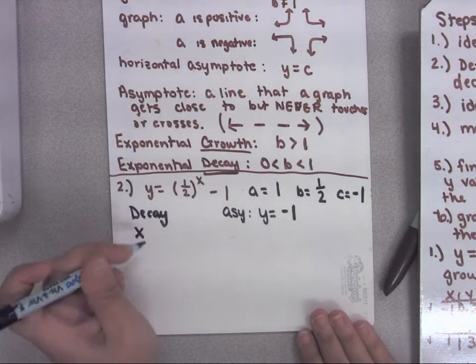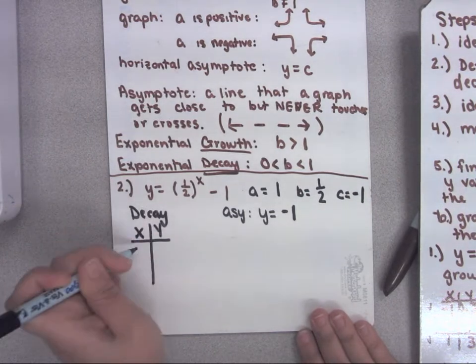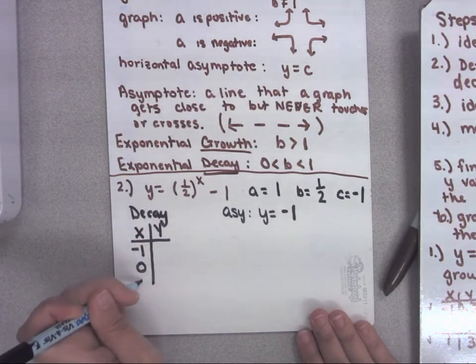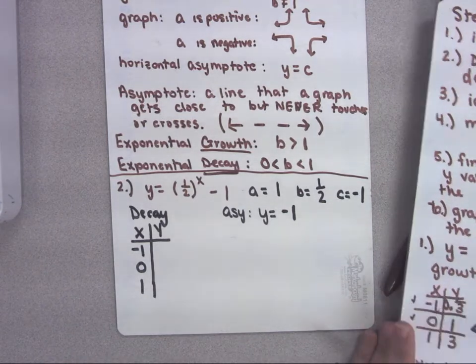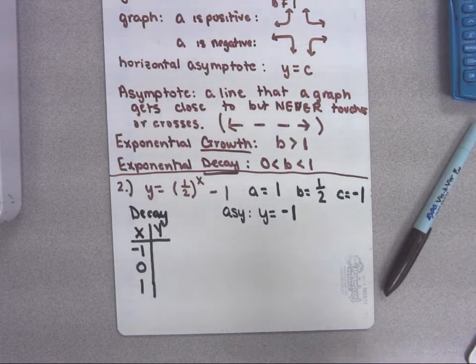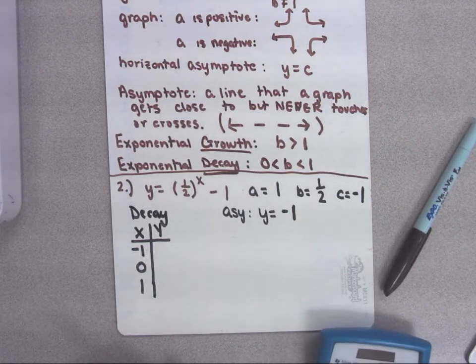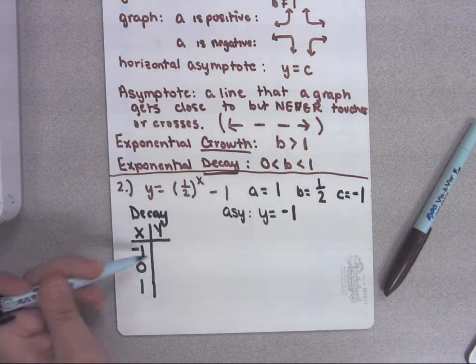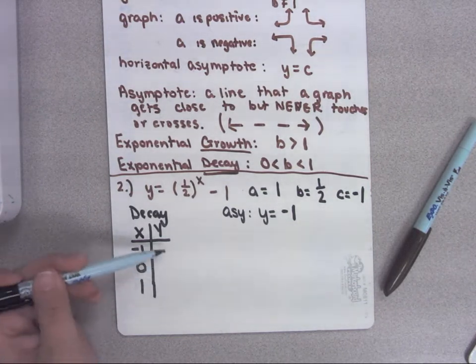Make our table. What x values do I always use? -1, 0, and 1. Okay. What do I do with those x values, Jacoby? Well, I just take these and put them right there. How do I find my answers for y?